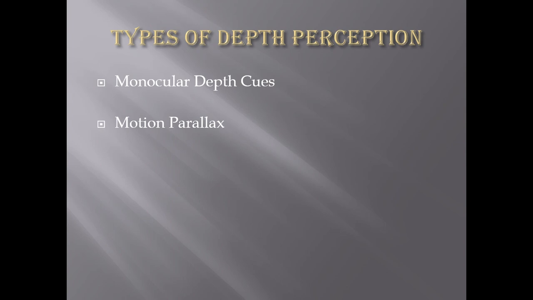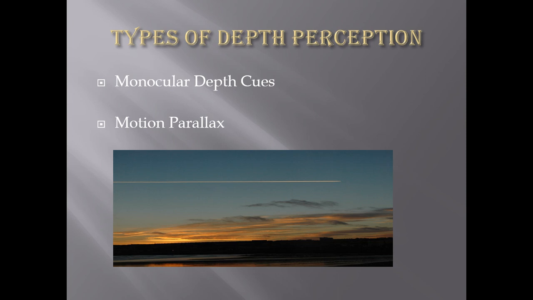A lot of these monocular depth cues involve just looking at an image. But motion parallax is an example of relying on movement to gauge distance. Okay? Motion parallax is an example of relying on movement to determine how far something away is. Know this. If you look out the window of your car as you're driving down the road.